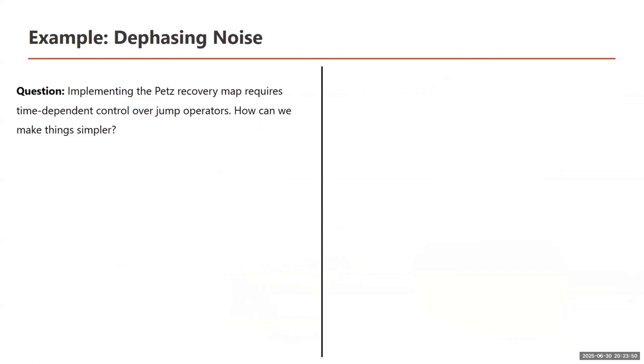So let's move on to how the continuous path recovery might actually be implemented in a circuit QED system. From this point, the content is not from the paper, but rather based on the work my advisor did. And of course, it's difficult to address every general case, so let us narrow the focus. So here's the question: implementing the path recovery requires time-dependent control over jump operators, so how can we make things simpler?